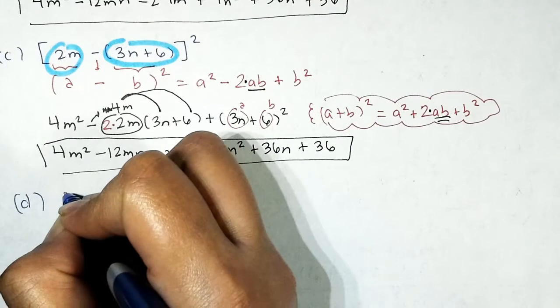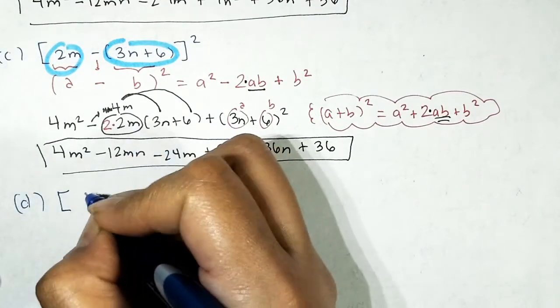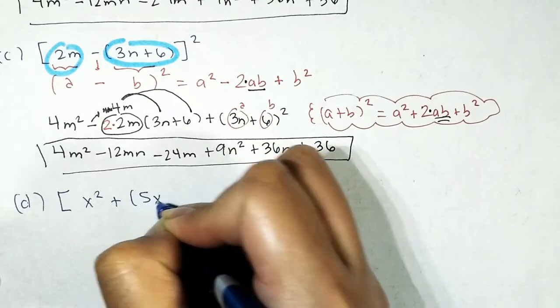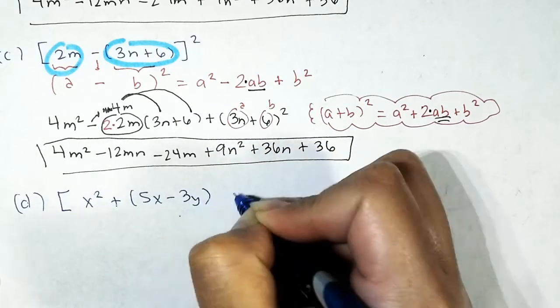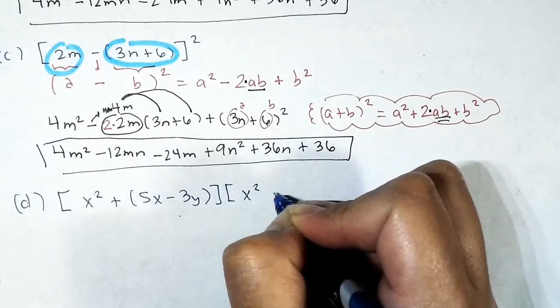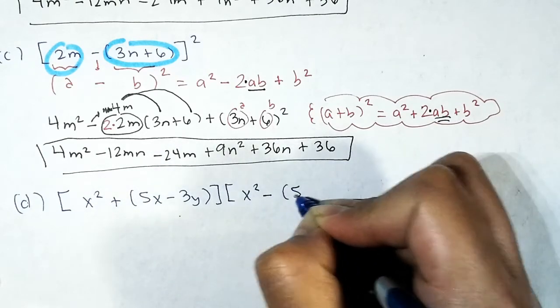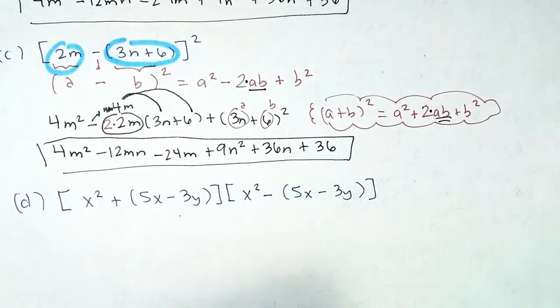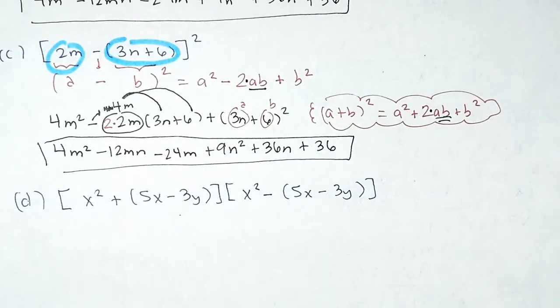Okay, so we have an open bracket, x squared plus open parenthesis 5x minus 3y close parenthesis close bracket, open bracket x squared minus 5x minus 3y, and I think I failed to say some of those open grouping symbols. Okay, so I'm gonna just say some things, but I'm not gonna execute.